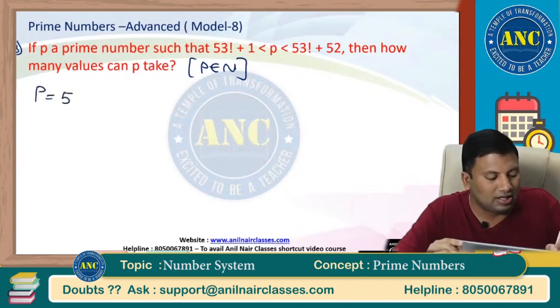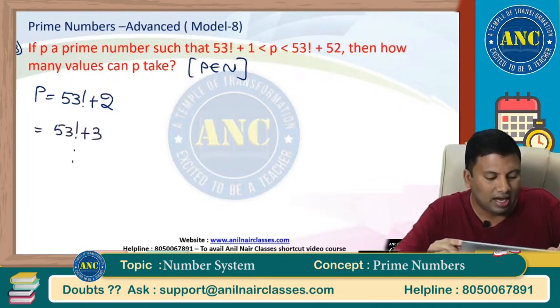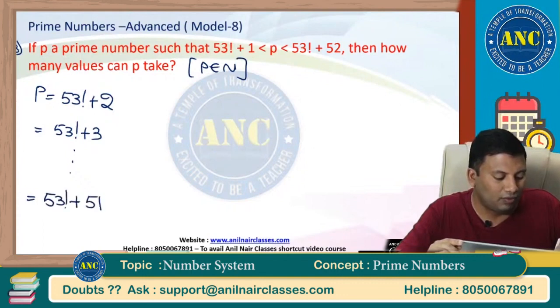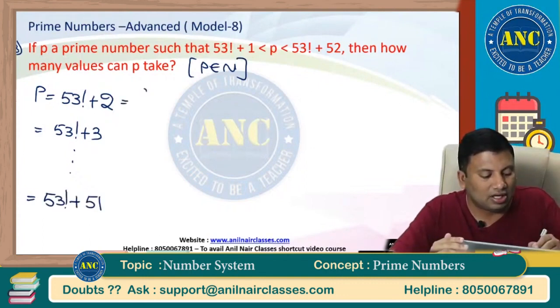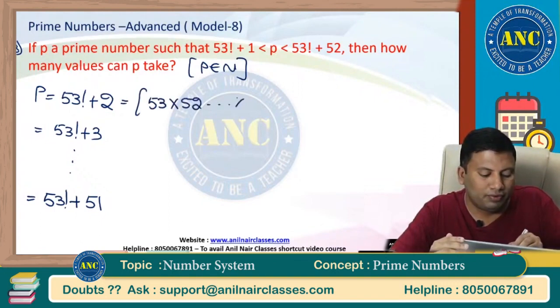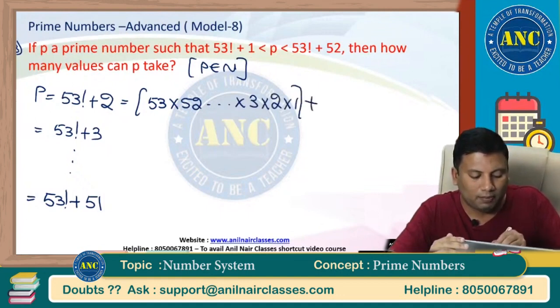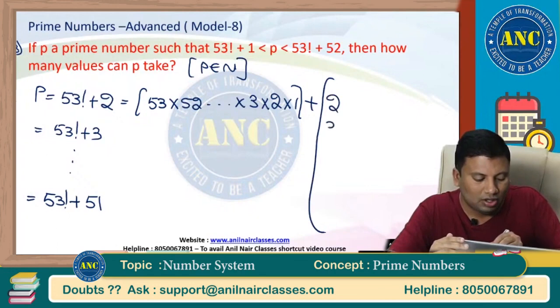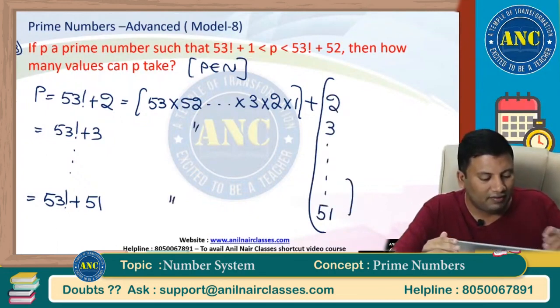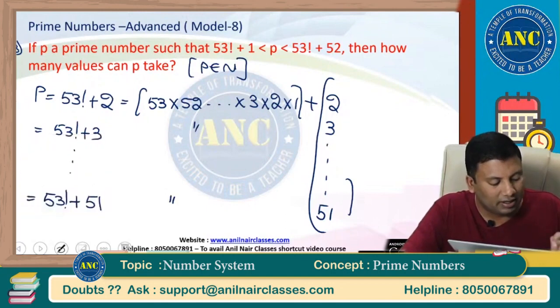So P is 53 factorial plus 2. Next it is 53 factorial plus 3. And so on, it is 53 factorial plus 51. These are nothing but 53 factorial, which is 53 into 52 and so on up to 3 into 2 into 1, plus this value, which can be 2, 3 and so on up to 51. This will come everywhere. Same logic as what we did in the previous problem.